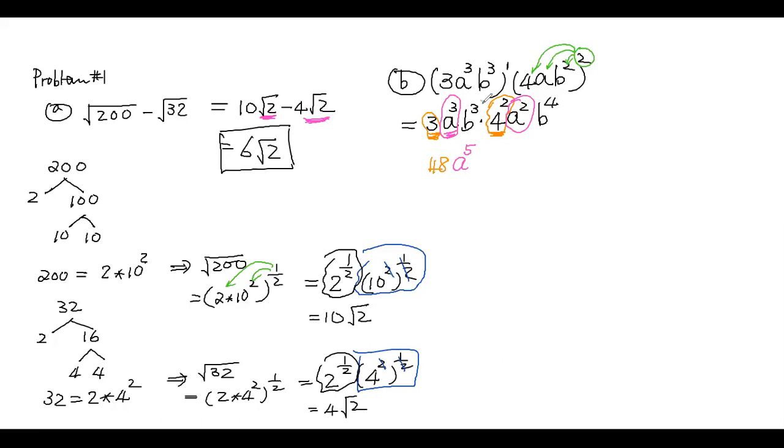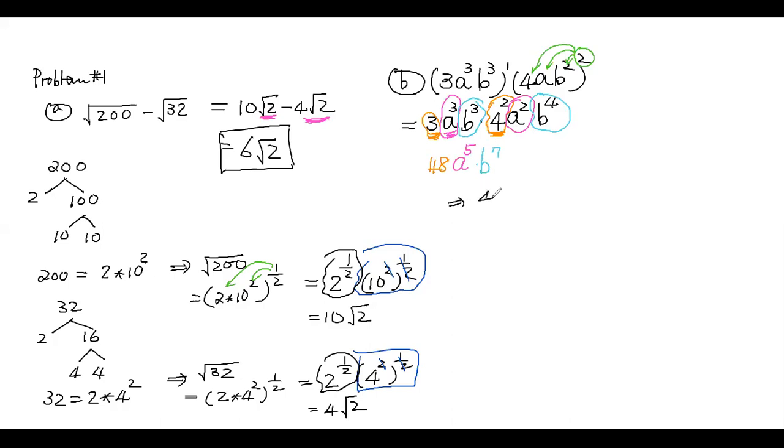This one's here, the b. This is my b, right? So this is b cubed times b to the fourth. They have the same base, so what do you need to do? You add the exponents, right? So 3 plus 4 is what? It's a 7 here. So this is my final answer here.